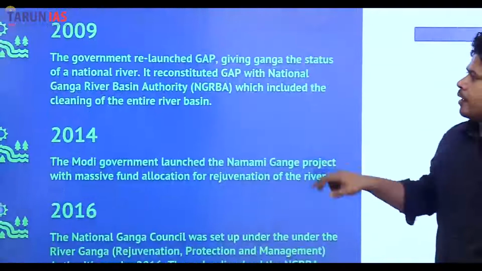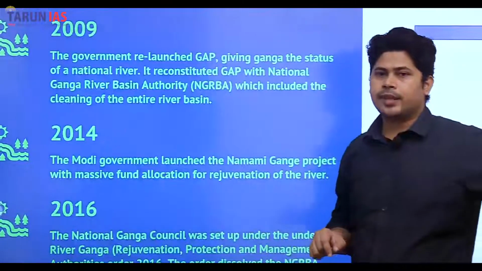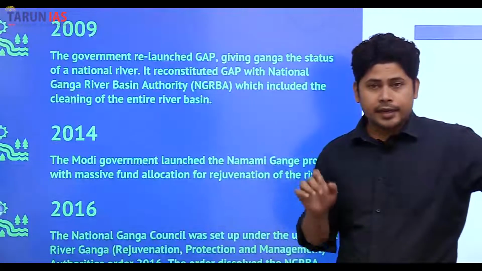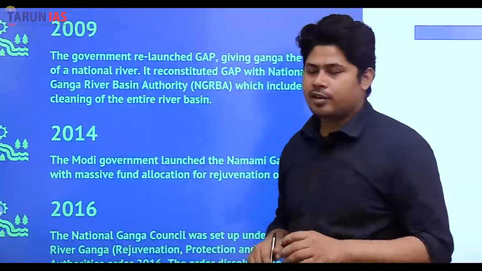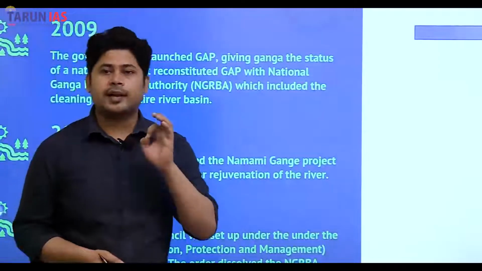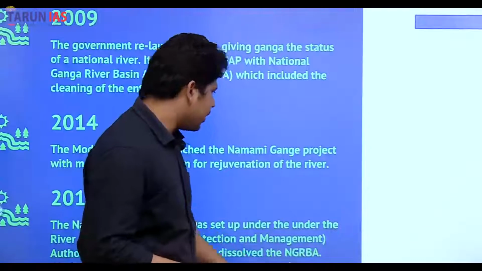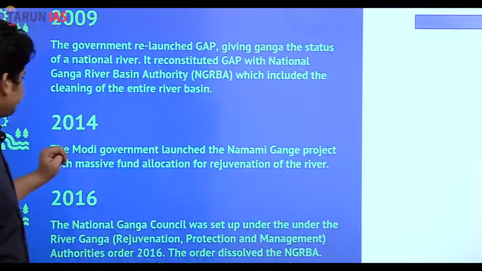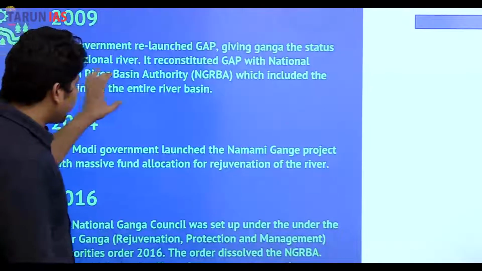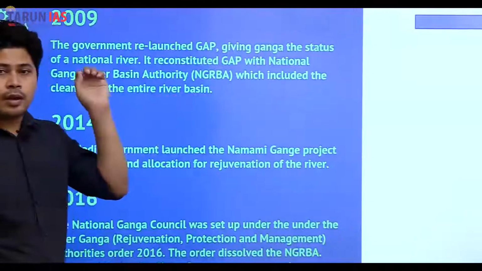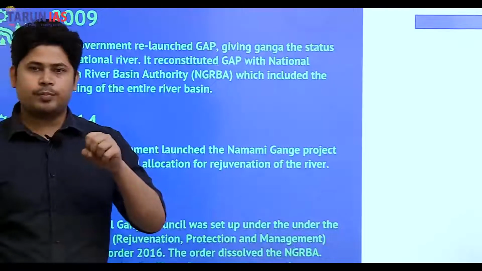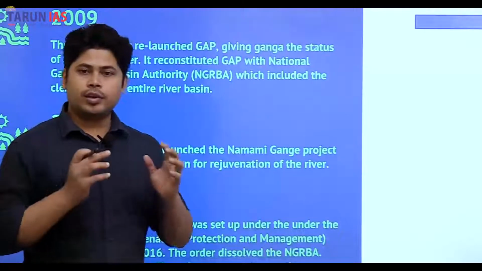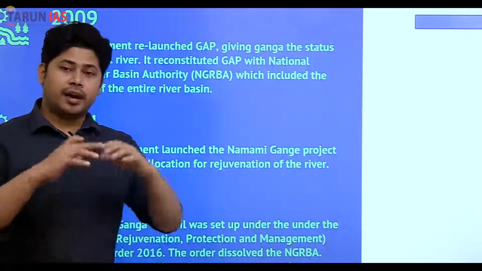Then came 2009, when the government relaunched its Ganga Action Plan, giving Ganga the status of national river. It reconstituted Ganga Action Plan with the National Ganga River Basin Authority. Now NGRBA was constituted under which act? Under Environmental Protection Act 1986. It was constituted in 2009 with the aim of cleaning the entire river basin. Now we can see a very clear switch from the half-hearted river plan to an entire river basin plan. Now the government seems to have focused on cleaning the entire river basin itself.